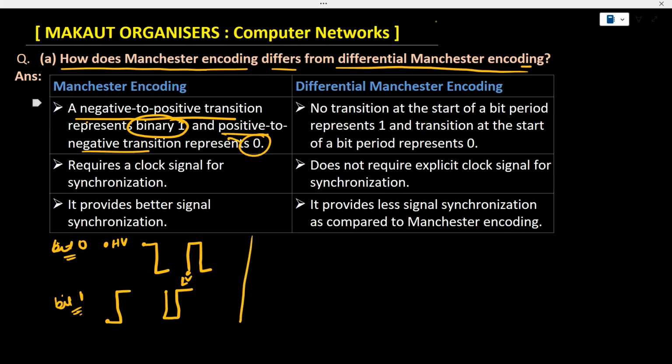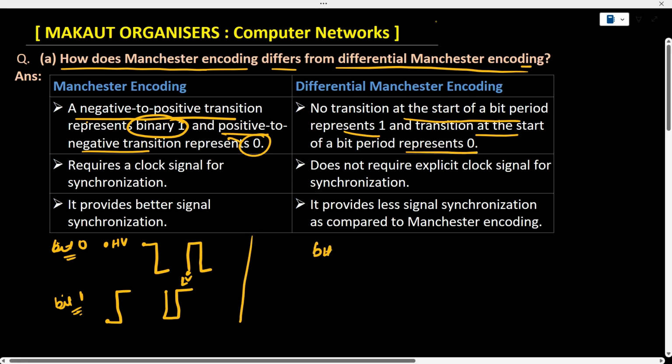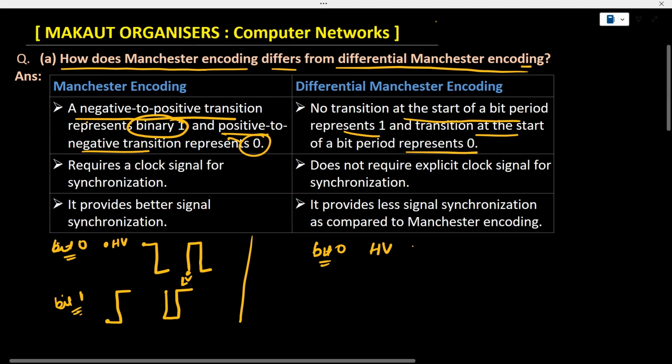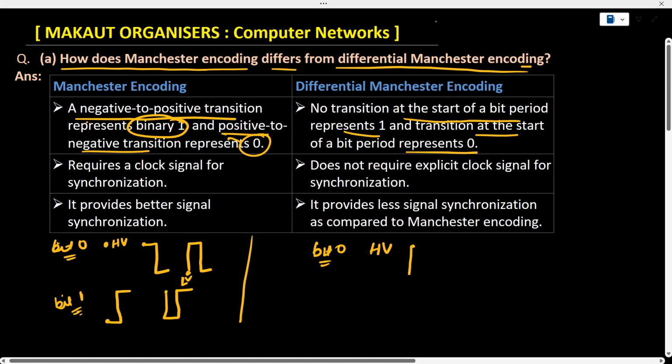And for differential Manchester, no transition at the start of a bit period represents 1 and a transition at the start of a bit period represents 0. That means if the bit is 0 and we are at a high voltage, we start from a high voltage and come back to high voltage again.